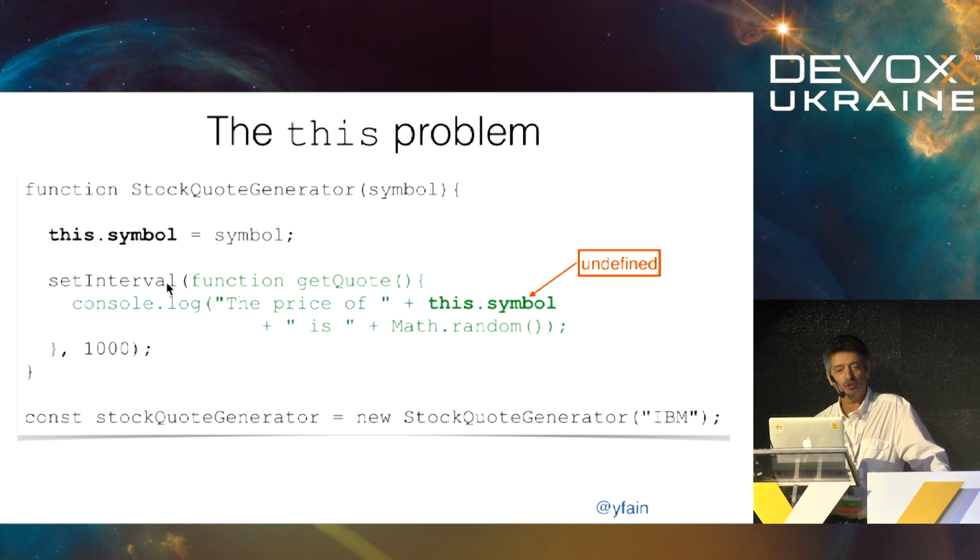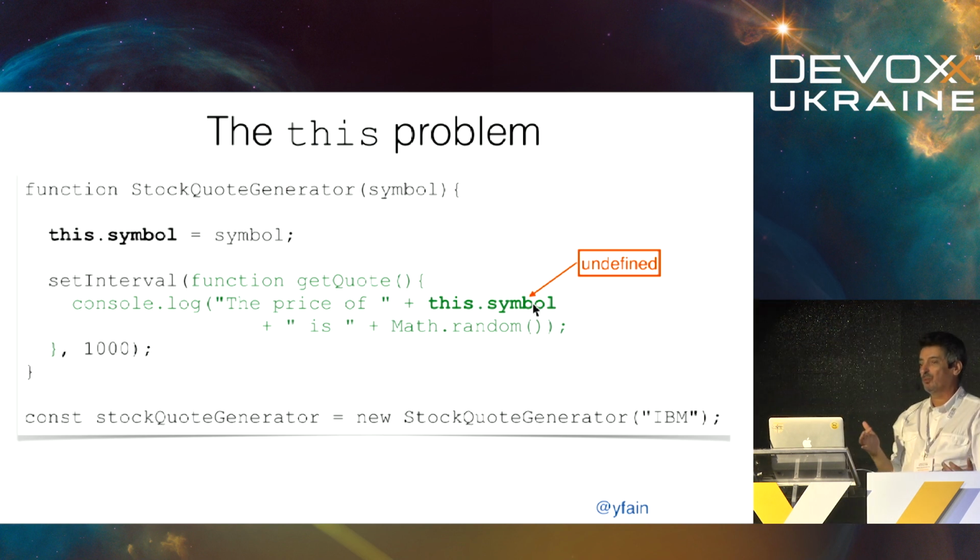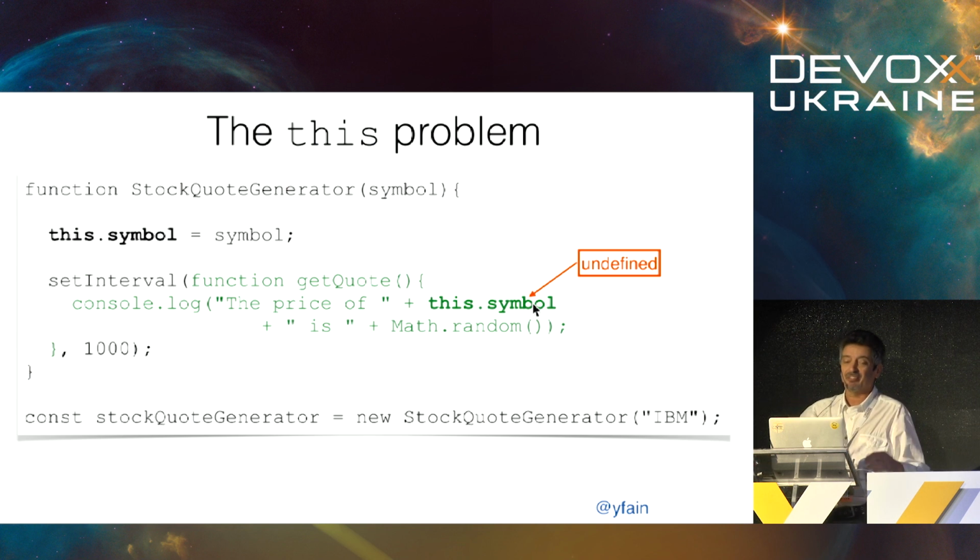There is something called the event loop, and because of setInterval, you're saying in a second, asynchronously, later on, execute this code. Later on, this is going to point at the global object. If you run it in the browser, it'll point at the window object. The window object doesn't have a property symbol. That's why you're going to see undefined. See, depending on how you invoke the function, you may or may not have this pointing at what you think it should.